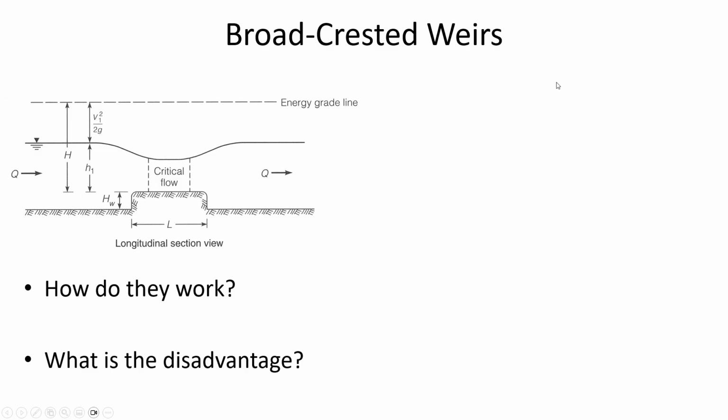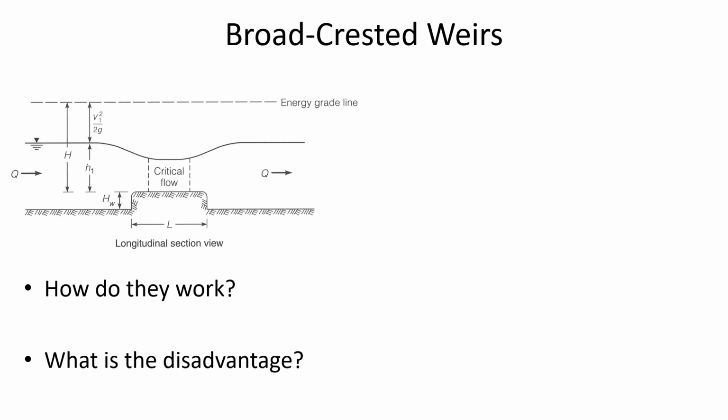So broad-crested weirs work by forcing critical flow over the obstruction. And it's good for us to know that it's critical flow, because if we know that the flow is critical over the obstruction, then we can very easily measure the flow rate. There's this approach to measuring the flow rate, and then there's also something called a flume.